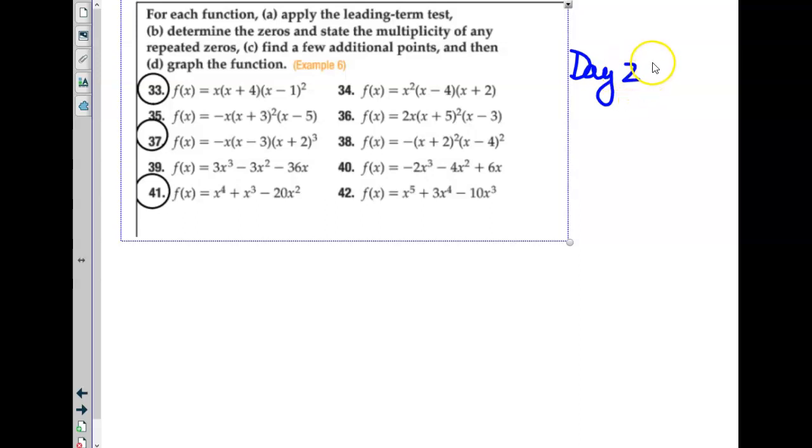All right, so we are day 2 on 2.2. We're going to do regression stuff, but this is from last night's homework. Those 3 questions were assigned. We didn't talk very well about the leading term test yesterday.